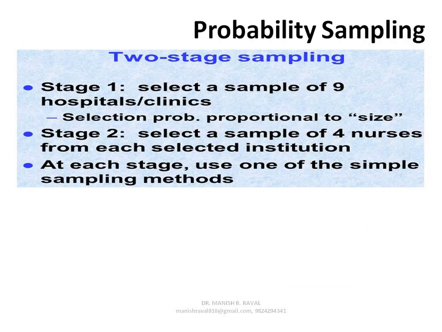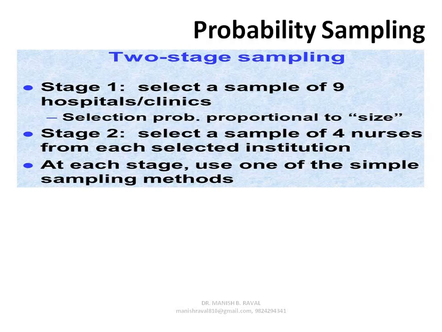Now comes two-stage sampling. Two-stage cluster sampling is also there. First, we can repeat the example. Stage 1, select a sample of 9 hospitals. Suppose out of 31 total population of hospitals, we have selected 9 hospitals or clinics. Now selection is proportional to the size. Under stage 2, we will select a sample of 4 nurses from each selected institution. Now this is the second stage. Under the first stage, we selected 9 hospitals.